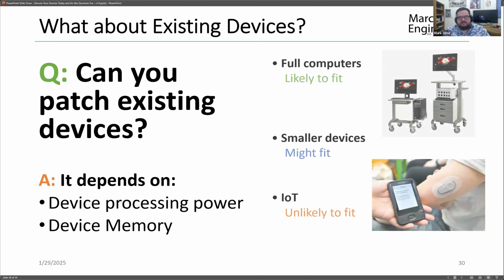It turns out that systems that are full computers running complete operating systems are generally likely to have the extra compute and power. Then for smaller devices in between, it might fit. It's going to depend on a case by case basis. For lots of embedded and IoT systems, they're often constrained and designed to be as small as possible to do their job as well as possible, and these additional resources are not likely to fit.